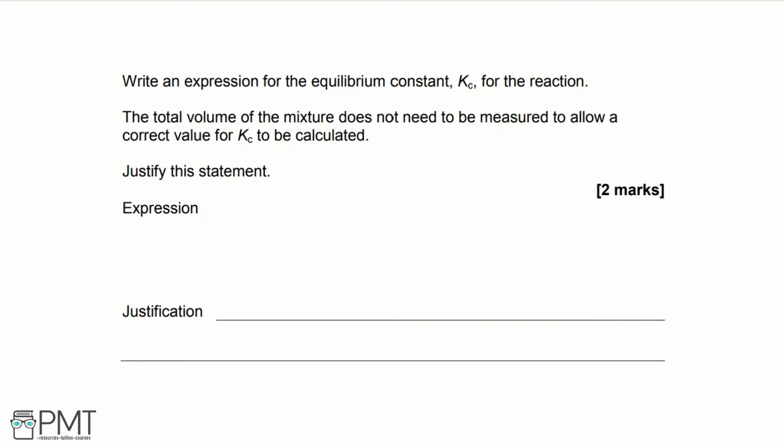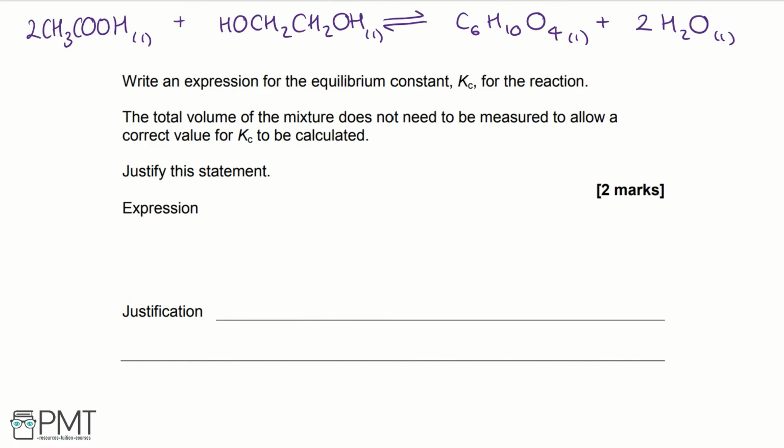Write an expression for the equilibrium constant Kc for the reaction. The total volume of the mixture does not need to be measured to allow a correct value for Kc to be calculated. Justify this statement. So I've just written the equilibrium in purple above so that we have it for this question. So the equilibrium constant Kc, that's the equilibrium constant in terms of concentration. So we're going to use square brackets in our expression to resemble concentration.